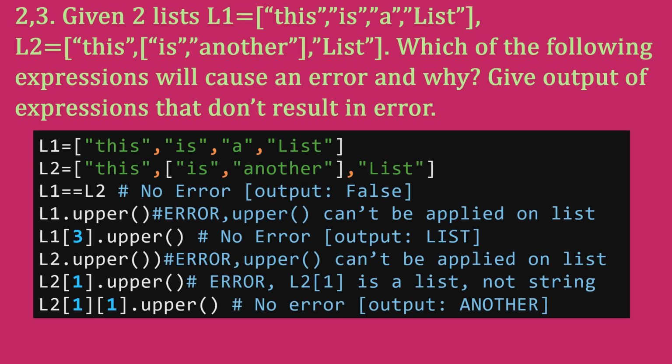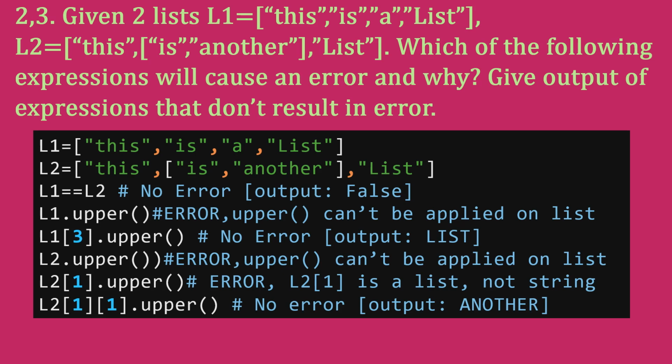Now L2.upper(). So this one will produce an error. Why? Because L2 is a list and we cannot apply the upper function on a list. Then L2[1].upper(). This one will also produce an error because L2[1] is again another list. So we cannot use the upper function with a list.